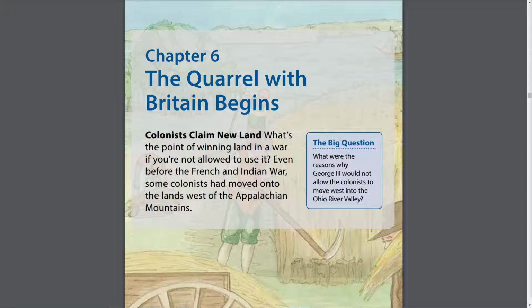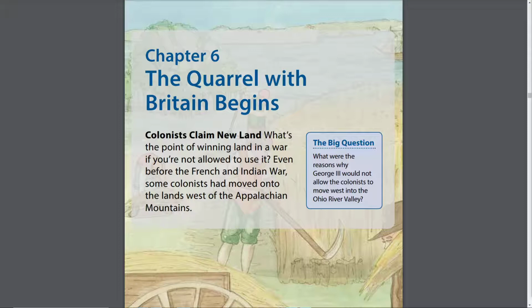So in this chapter, we will learn about the ways Great Britain tried to pay for the war and how those efforts affected the colonists. Great Britain also enacted policies that would lay the groundwork for the conflict with the colonies. So now the colonies are going to start butting heads, getting not so happy with Great Britain.